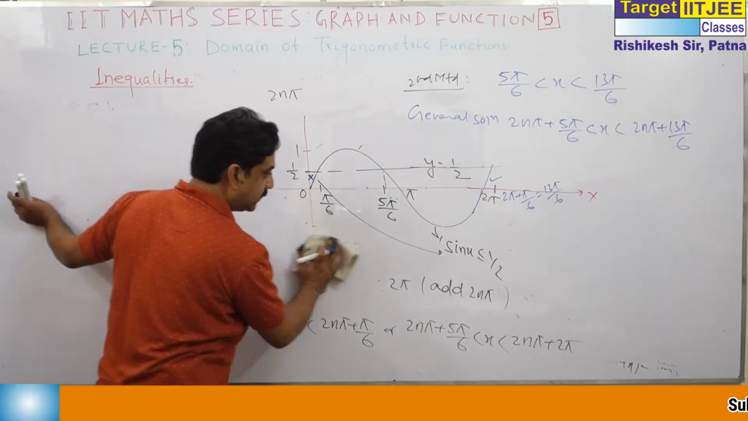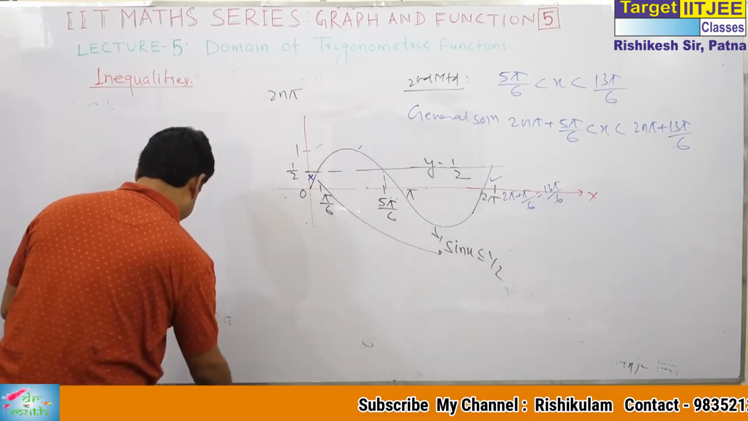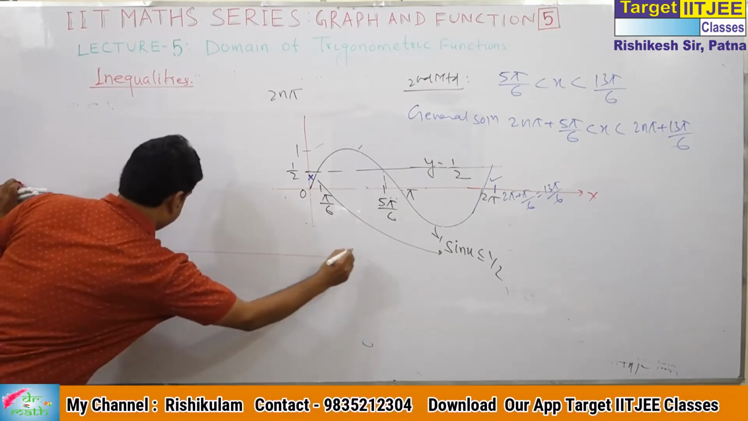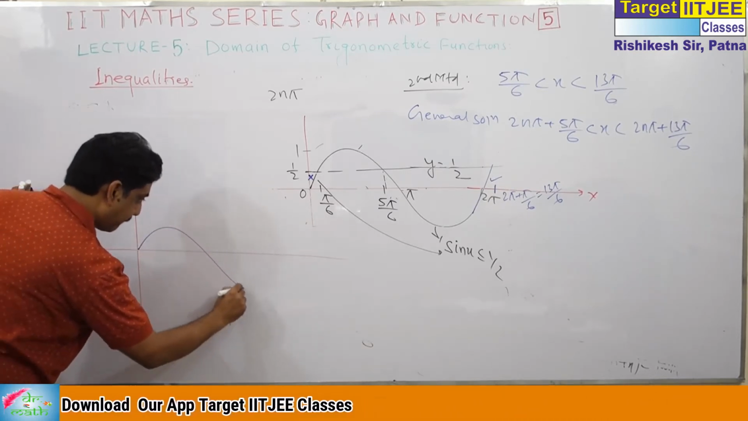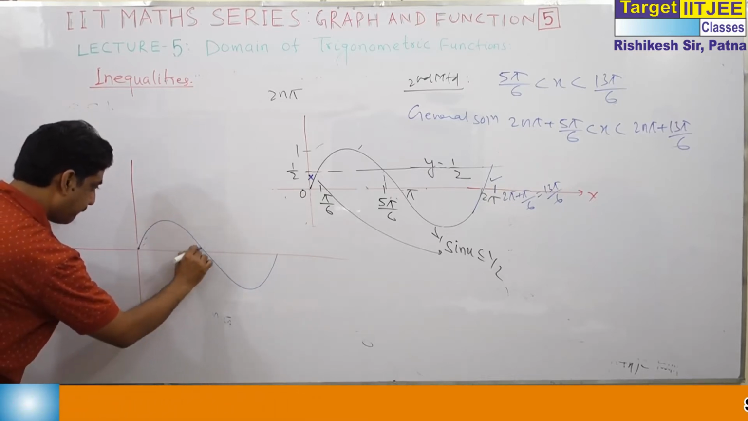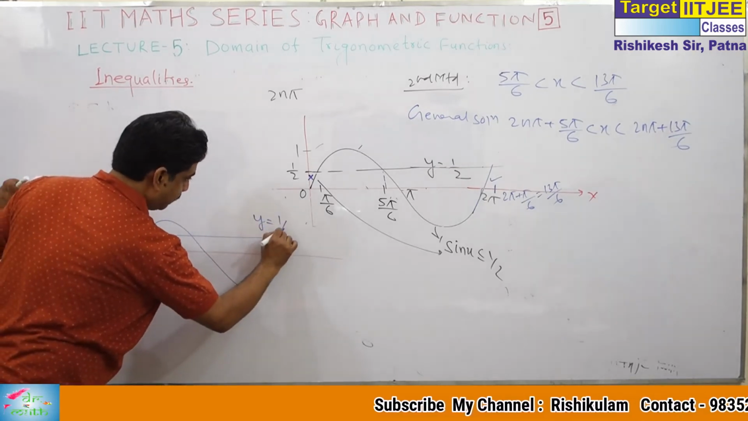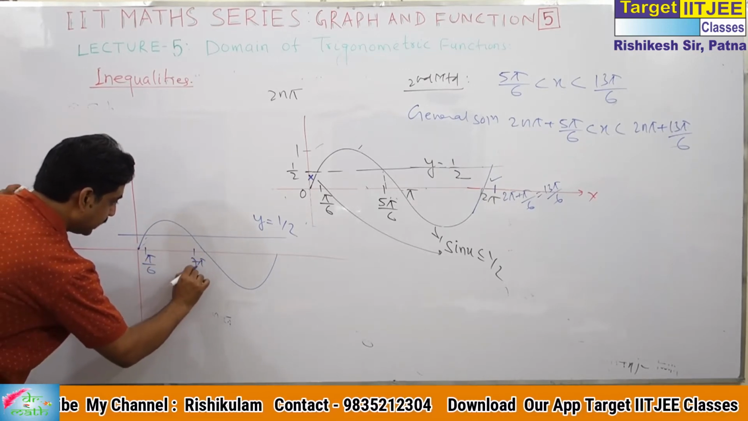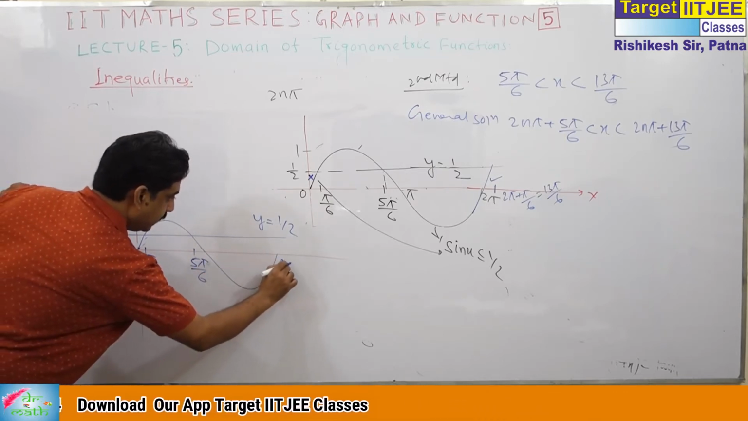Actually, what we do in the third method, instead of proceeding, let me make a new figure for the third method. This is the actual case. Actually, your y is equal to 1 by 2. This value is pi by 6 and this value is what? 5 pi by 6. This is 2 pi.